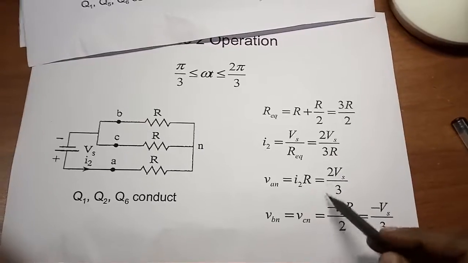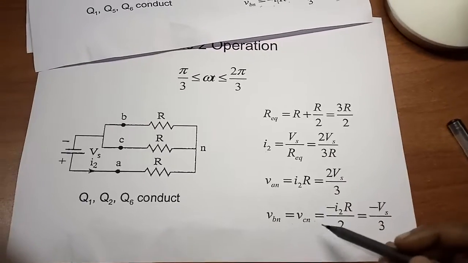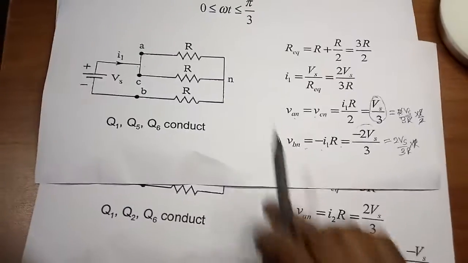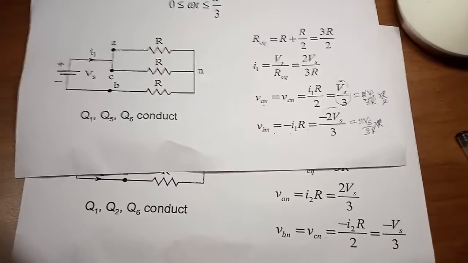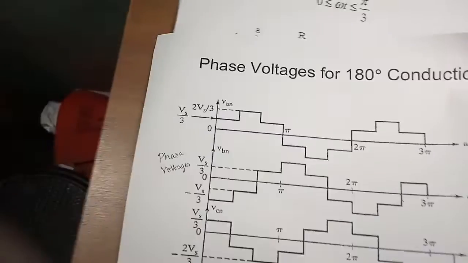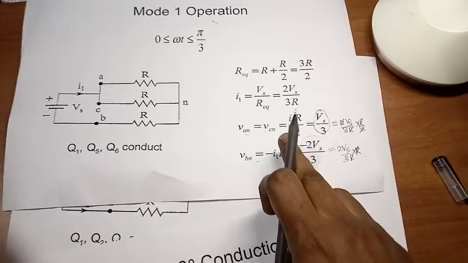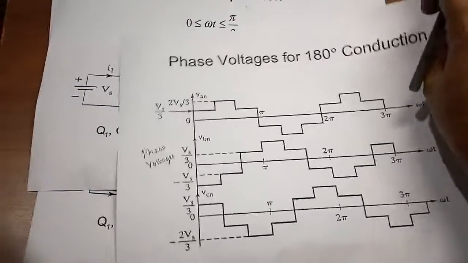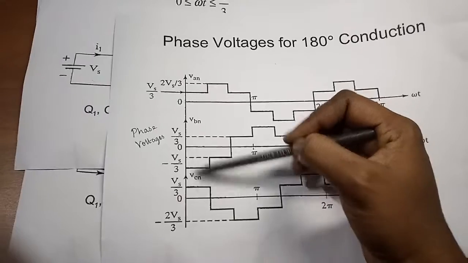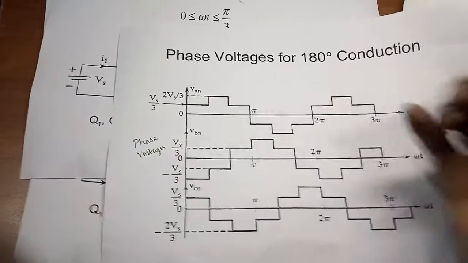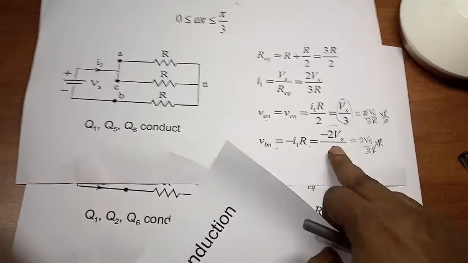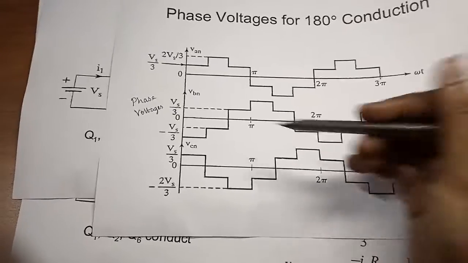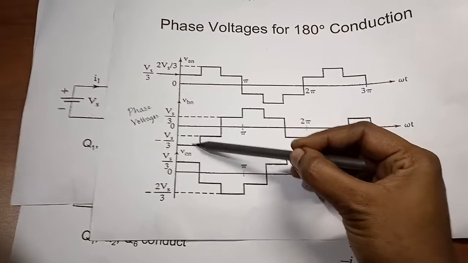So this is how you can calculate your VAN, VBN, VCN, and you can see that in modes 1 and 2 we are getting VAN, VBN, VCN to be like this, and based on that you can plot the waveform. For the first mode, VAN and VCN are Vs by 3, and my VBN is minus 2Vs by 3.